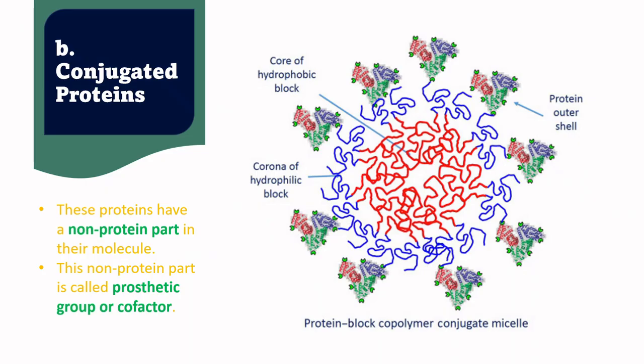The second category based on composition is conjugated proteins. Conjugated proteins have a non-protein part in their molecule. So in addition to the amino acid part, they also have a non-protein part. And this non-protein part of conjugated proteins is known as prosthetic group or cofactor.